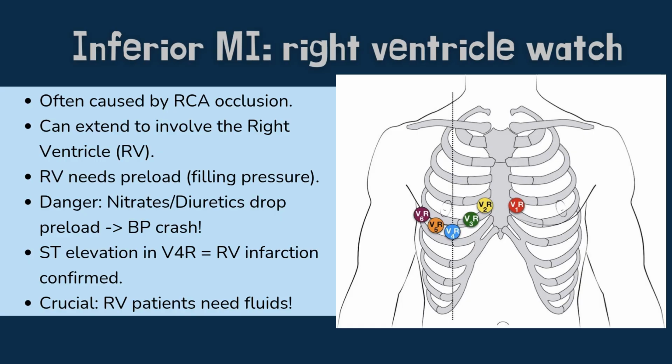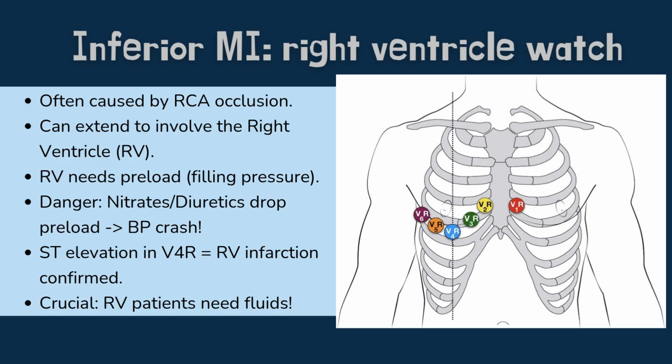If we have an inferior MI from the right coronary artery, the danger here is that the right coronary often supplies the right ventricle too. So an inferior MI can extend to involve the right ventricle. Why does this matter? The right ventricle needs adequate filling pressure, so preload, to pump blood forward. If it's infarcted, it can't squeeze properly, so it becomes completely dependent on having enough volume coming in. So giving nitrates and diuretics to someone with right ventricular involvement, we can drop their preload and their blood pressure will crash. So how do we check for right ventricular involvement?